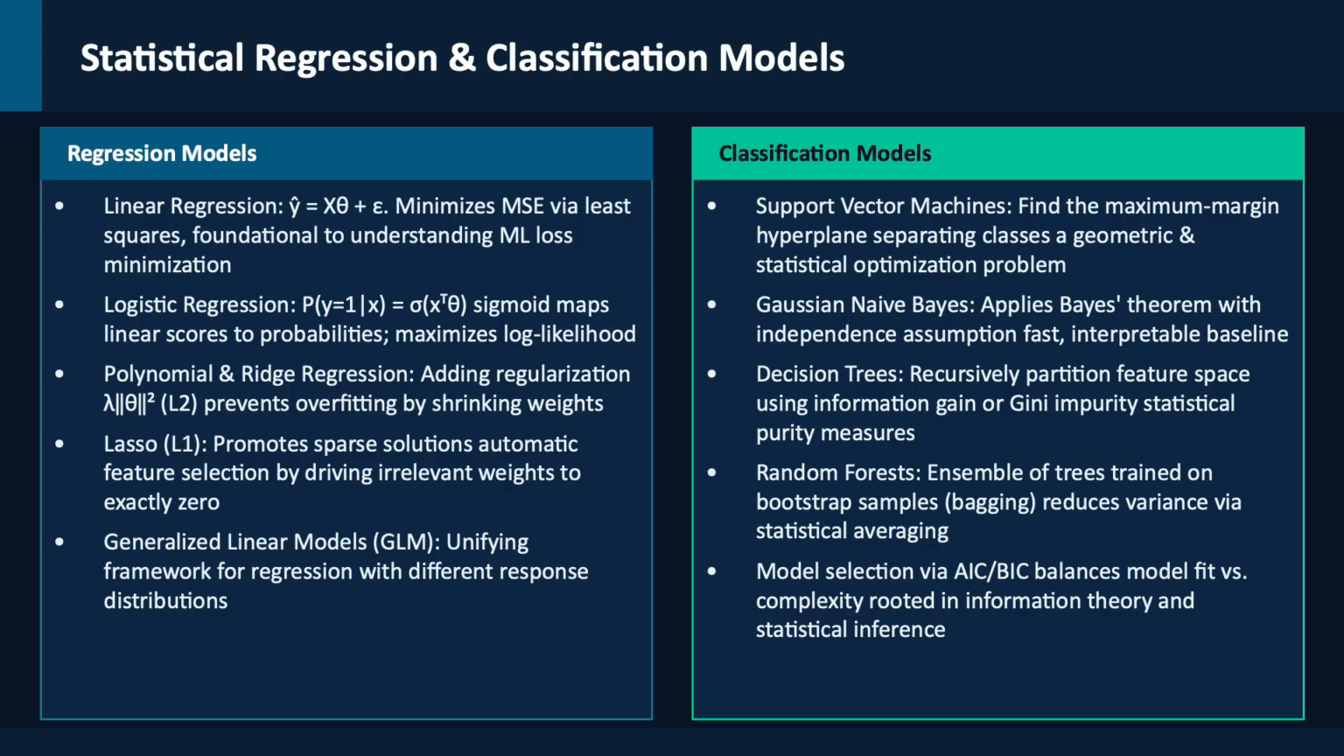So the classification models given on the slide are support vector machines, Gaussian naive Bayes, decision trees, random forests, and model selection via AIC-BIC. I would suggest you look into AIC-BIC by conducting research on Google Scholar or IEEE Xplore.